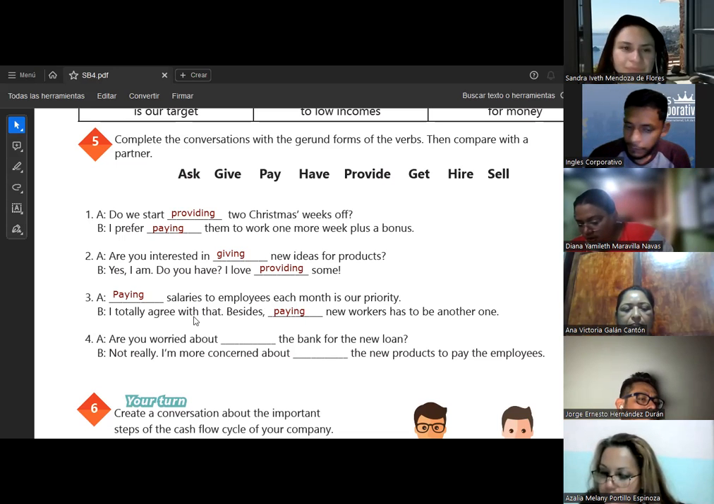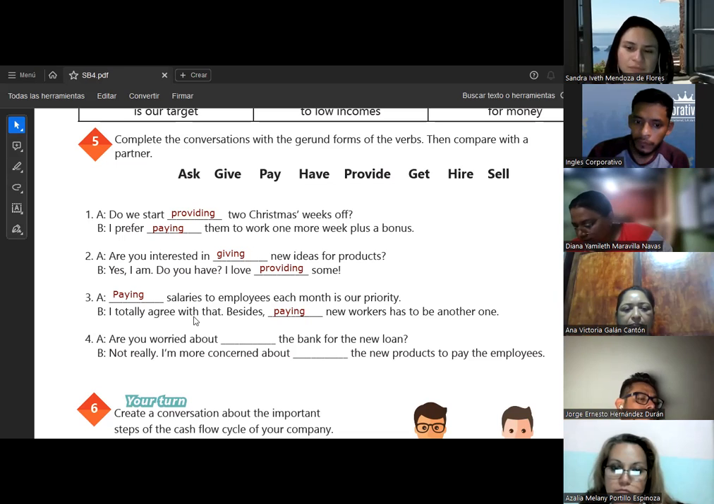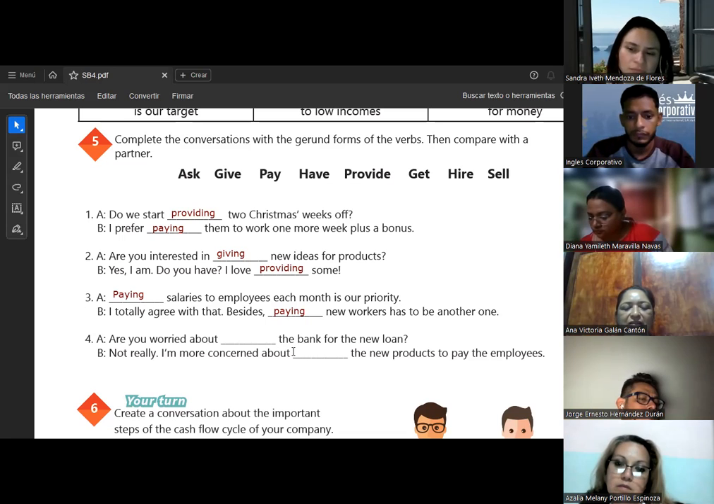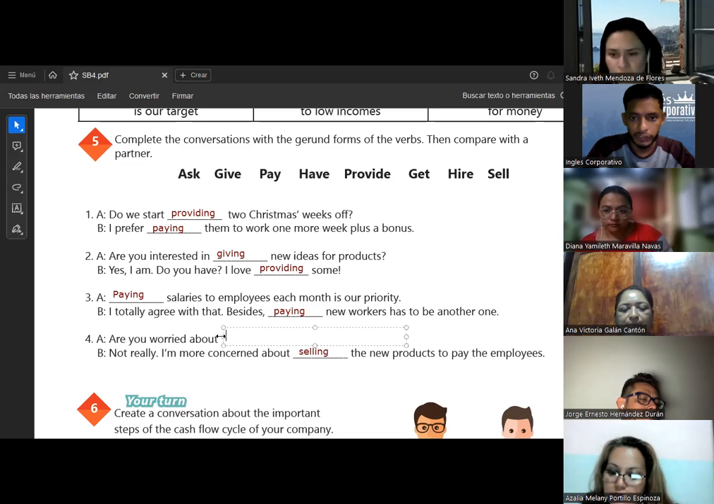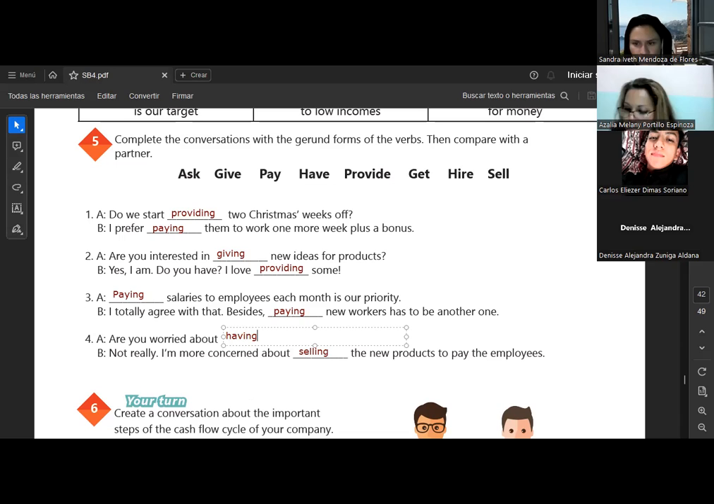Okay. Are you worried about how the bag for the new loan? No, really. I am more concerned about selling the new products to pay the employees. Okay, to pay the employees. We got, what do you say, having, right? Yes. Now I'm going to give you the answer. There are like three or two of them that are correct. Having. All right. Let me help you. This one is not correct, providing. Paying is correct. So paying here is not correct, and it is not correct either.